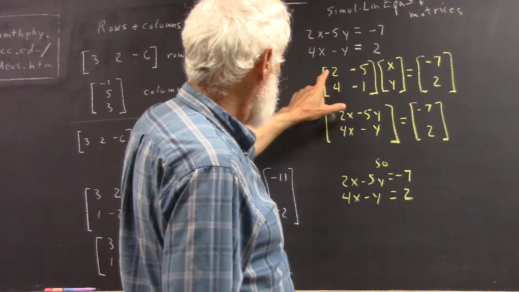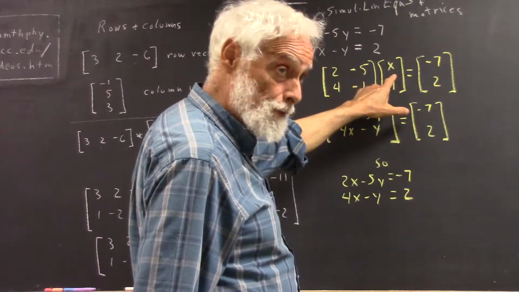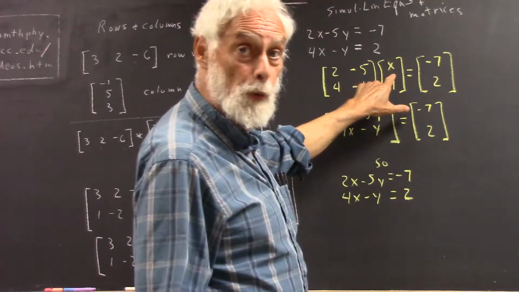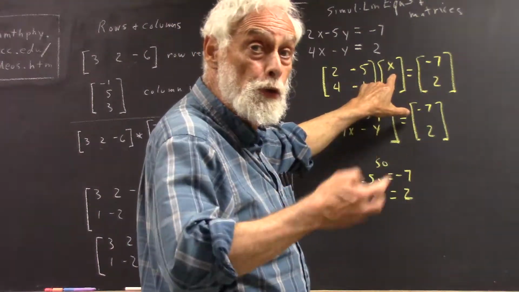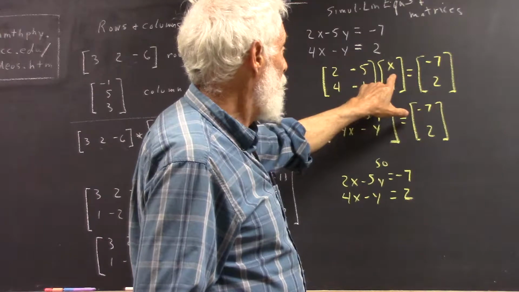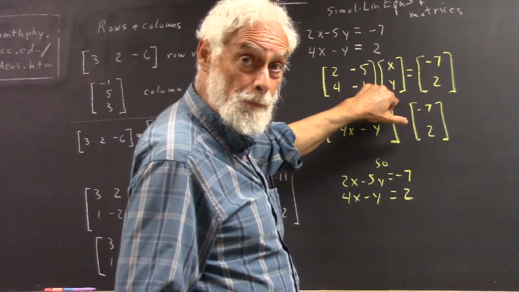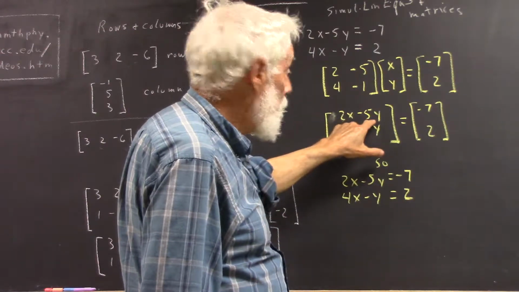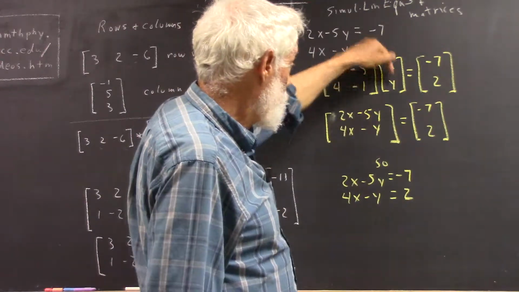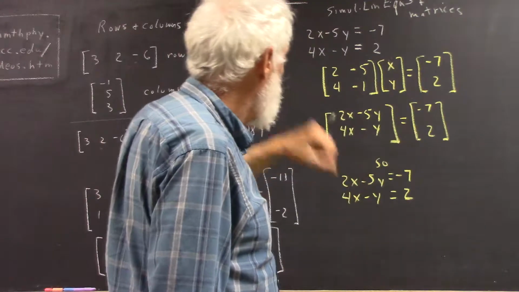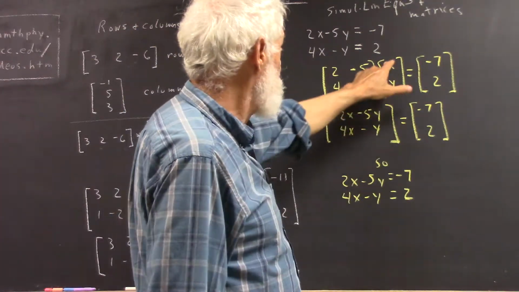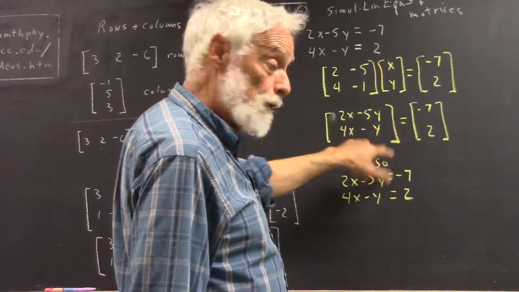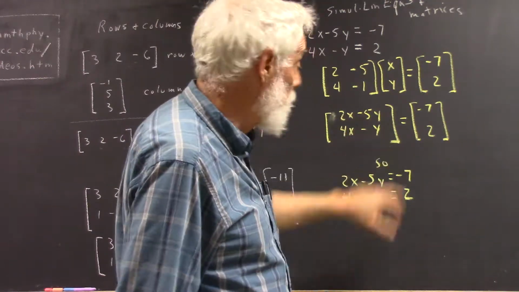What do we get? I get 2 times x, because x just stands for some number. So it's this number times this number, whatever it might be. That's going to be 2x. And then I've got to add -5 times y, and that is, of course, minus 5y. So I have 2x minus 5y. This row times this column gives me this. And 4 times x and -1 times y gives me 4x plus a -y, or just 4x minus y.